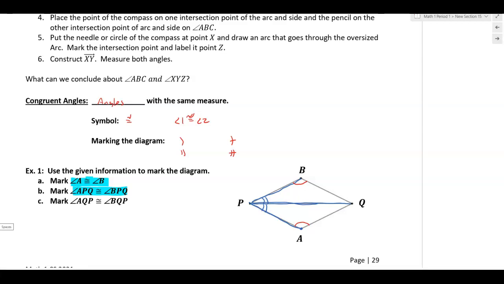And then last, they tell us that angle AQP, A to Q to P, this angle here, I'll mark with a double arc with a tick mark. It is congruent to BQP, which is this angle here, and I'll put a double arc with the tick mark. So now we know this angle is congruent to this angle, this angle is congruent to that angle, and this angle is congruent to that angle. Okay?